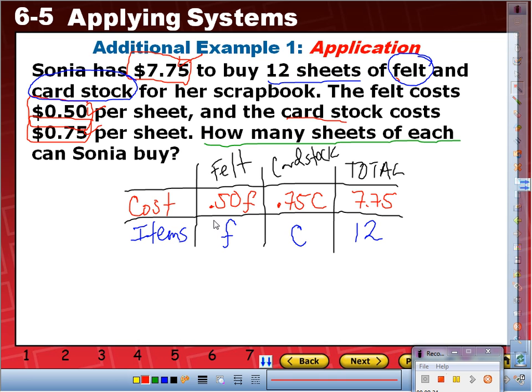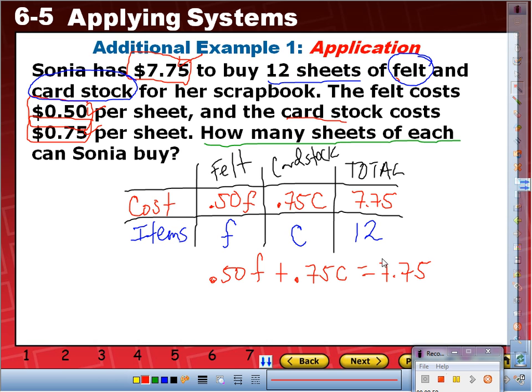Okay, so if we were to read the problem again, the red stuff belongs to the cost, so let's write an equation for this. They're saying that the cost of the felt plus the cost of the cardstock will give her a total of $7.75. Do you guys see the equation if we write this out? This would be 0.50F plus 0.75C equals 7.75.